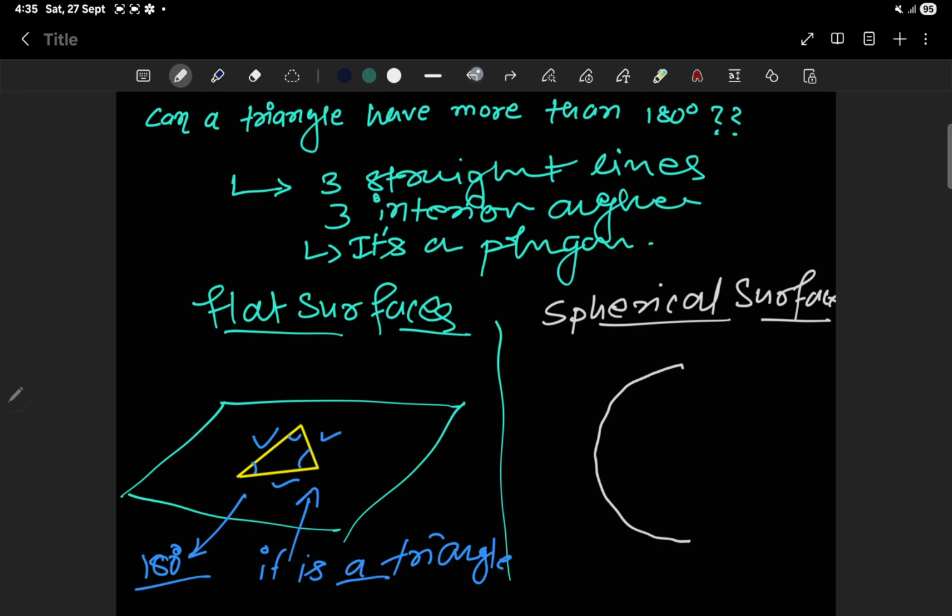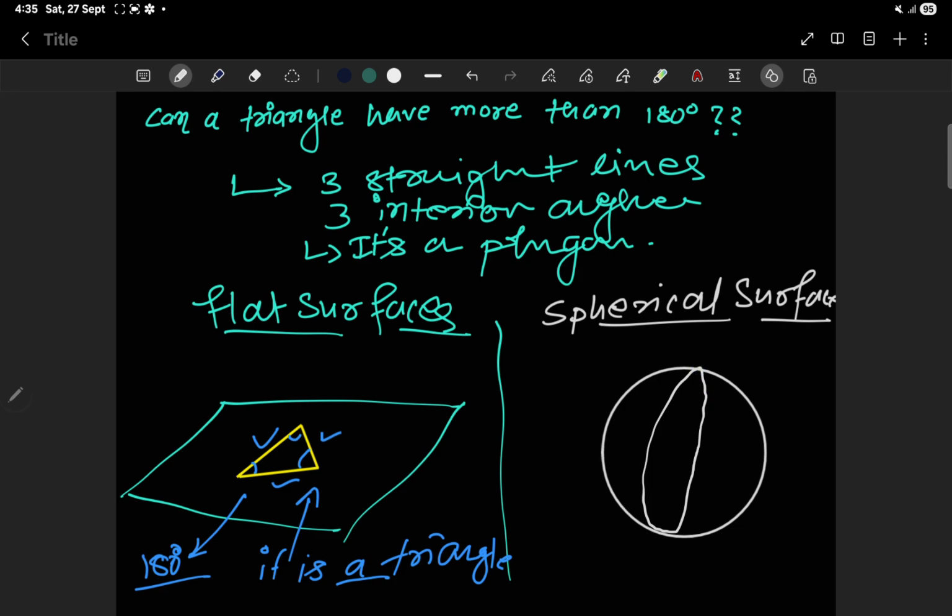Okay, let me correct it. I can draw a perfect circle. Yeah. Okay. Okay.